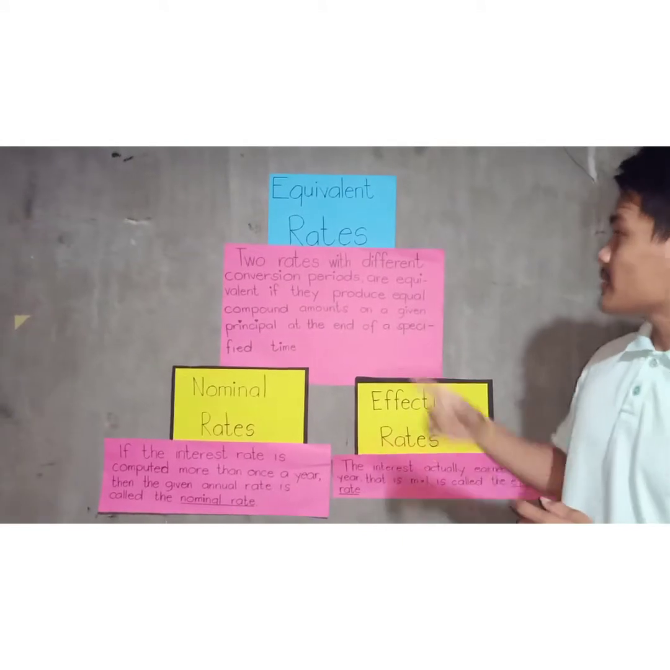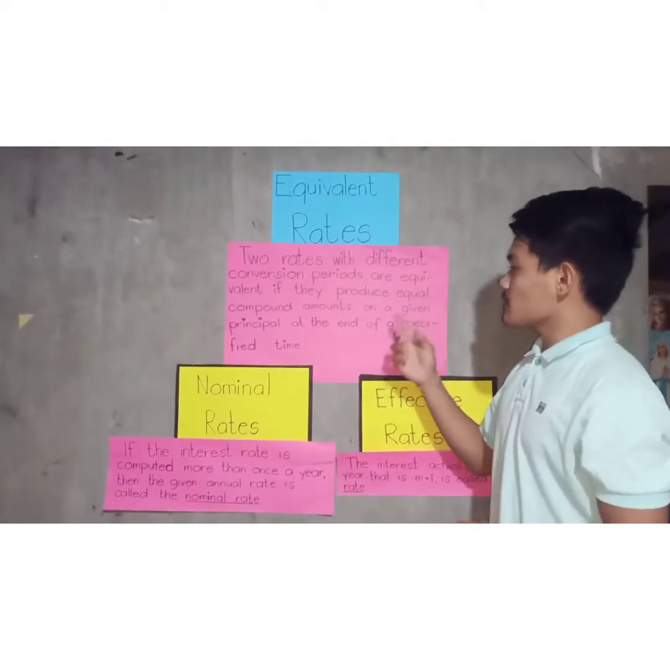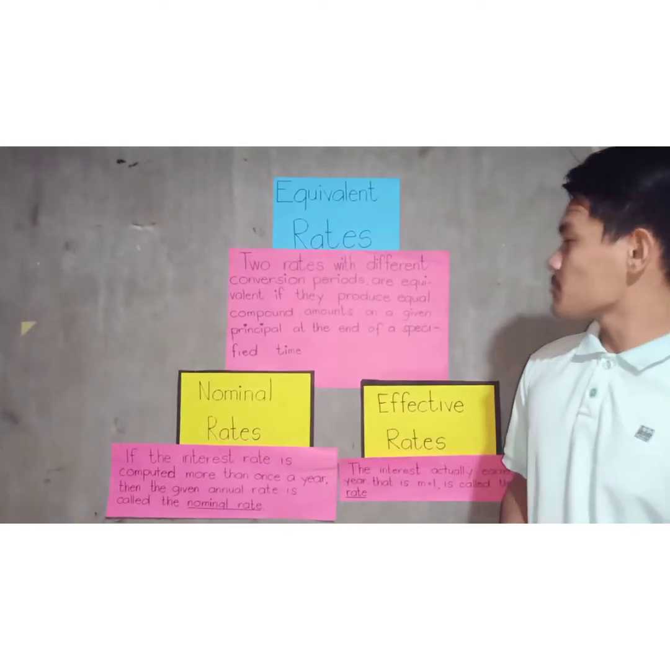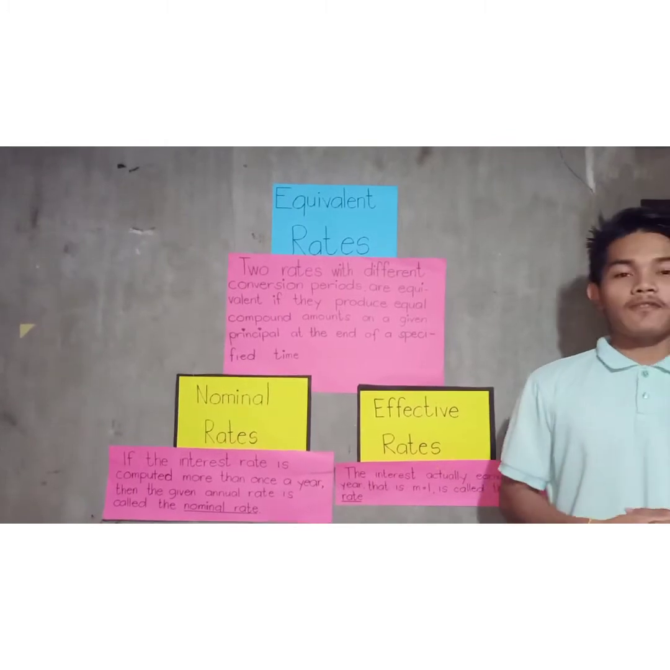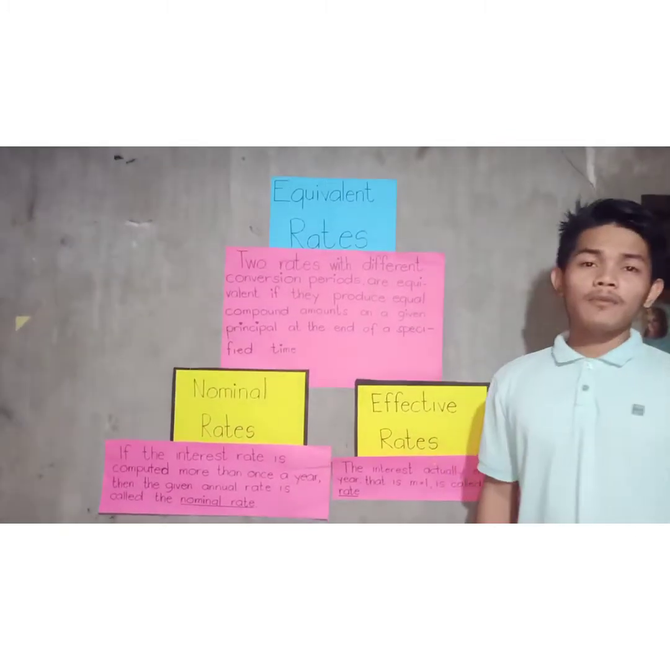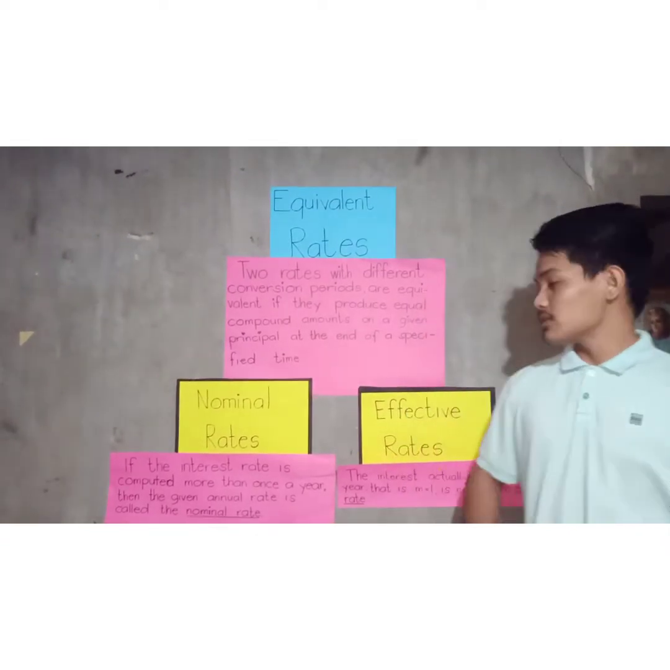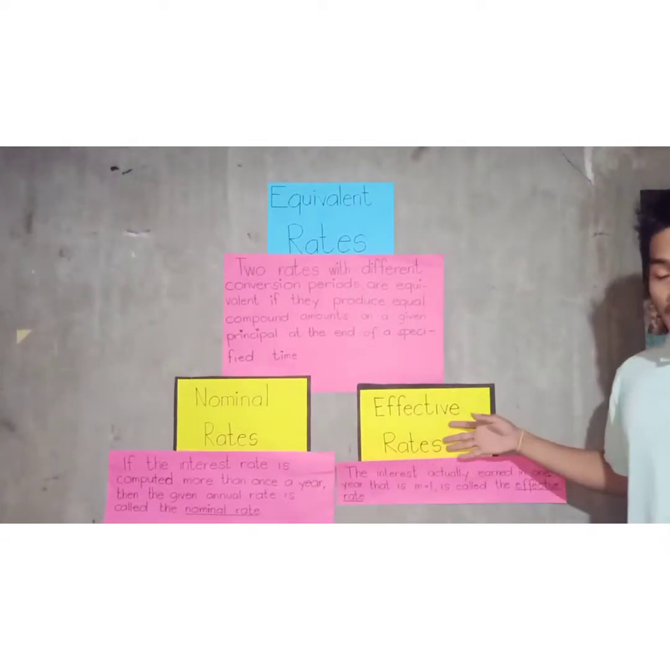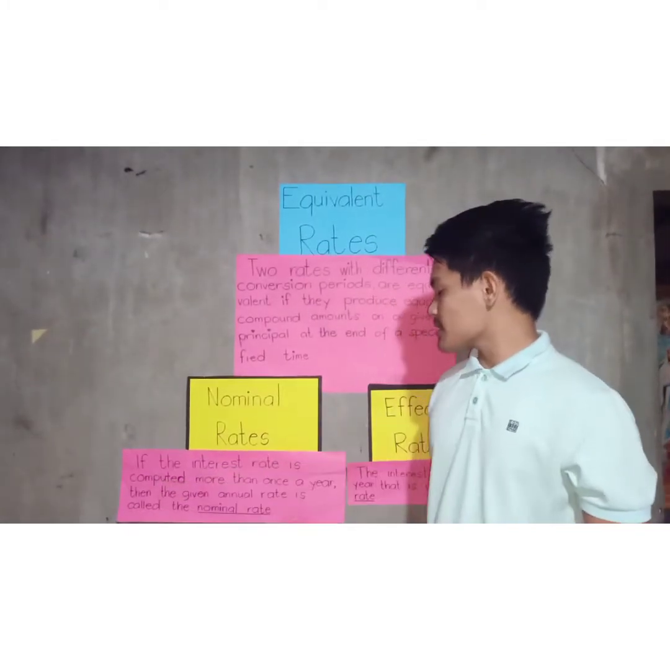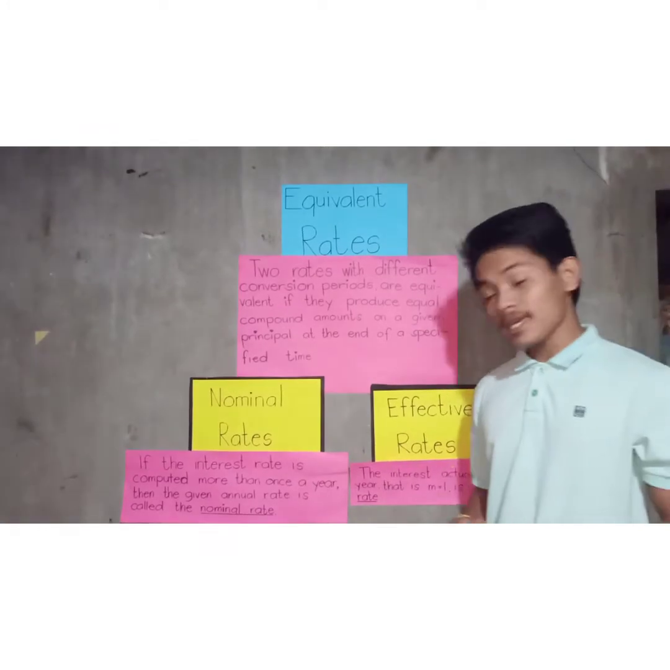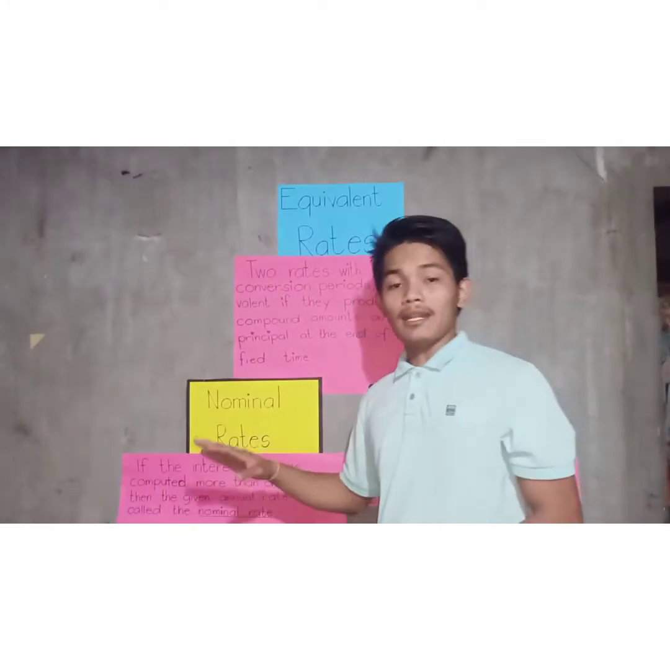First, equivalent rate: two rates with different conversion periods are equivalent if they produce equal compound amounts in a given principal at the end of the specified time. In equivalent rate, there are two types of rates: the nominal rate and the effective rate. Nominal rate is when the interest rate is computed more than once a year, then the given annual rate is called nominal rate.